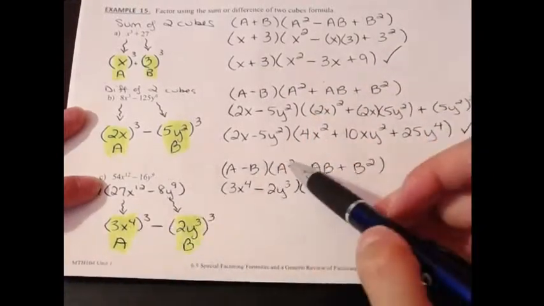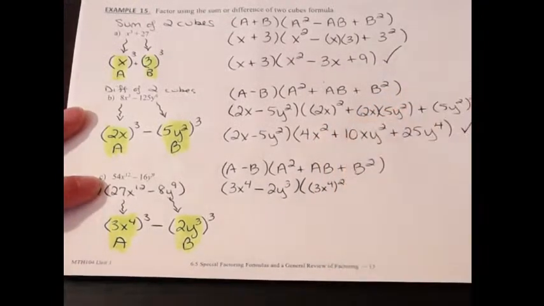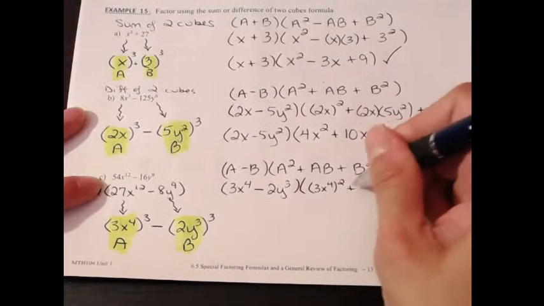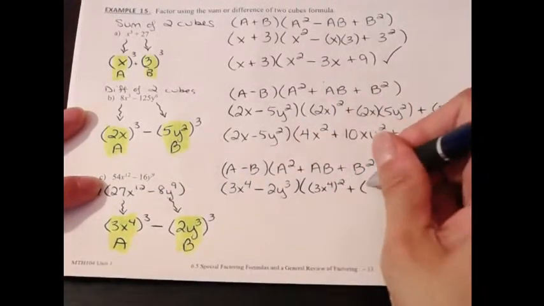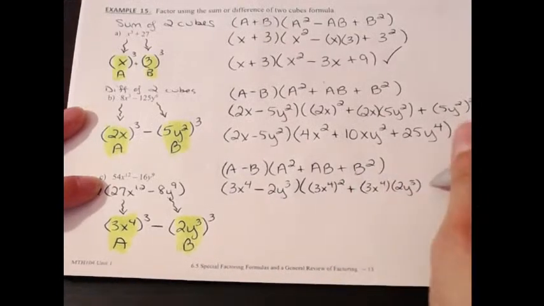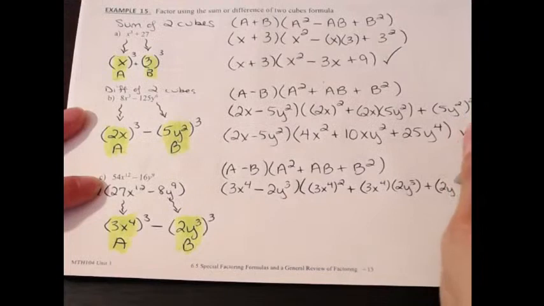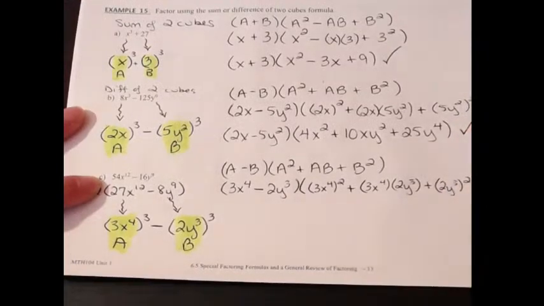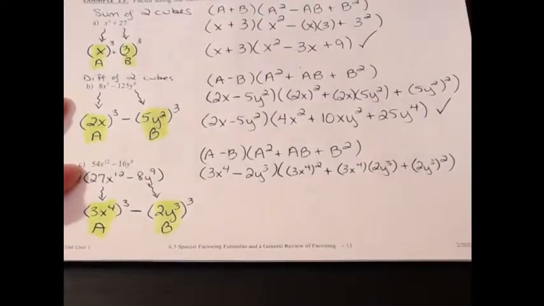A is 3x to the fourth, and we've got to square it. Plus, A is 3x to the fourth, B is 2y to the third. 3x to the fourth, 2y to the third. And then plus B, which is 2y to the third, and square it. I'm going to move that over just so that everything fits in the screen. Crazy, right? This problem's massive, but it's no big deal.